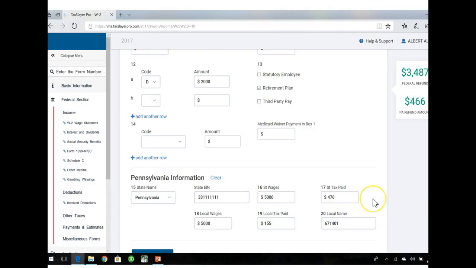Now here's what the TaxSlayer screen looks like for a W-2. You can put in your D, put in your $2,000 amount, and click on your retirement plan. By making those two entries there, that will create the 8880 for the taxpayer.